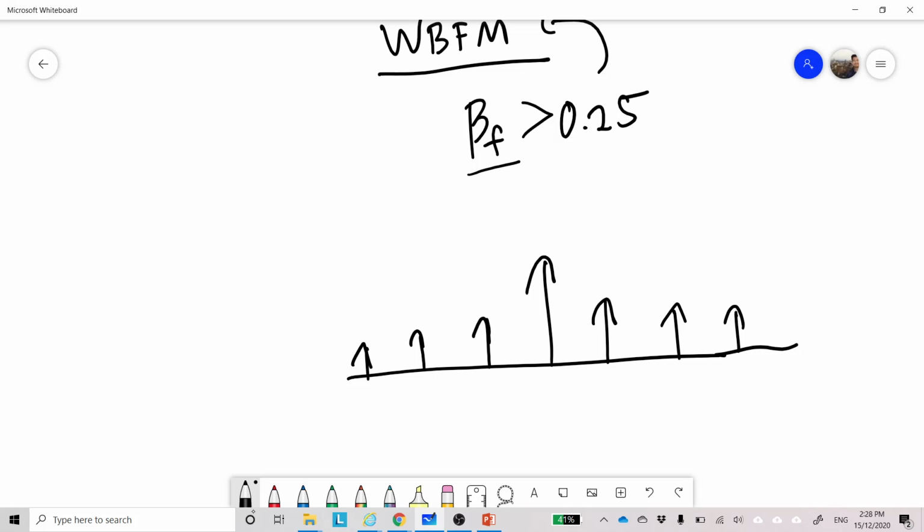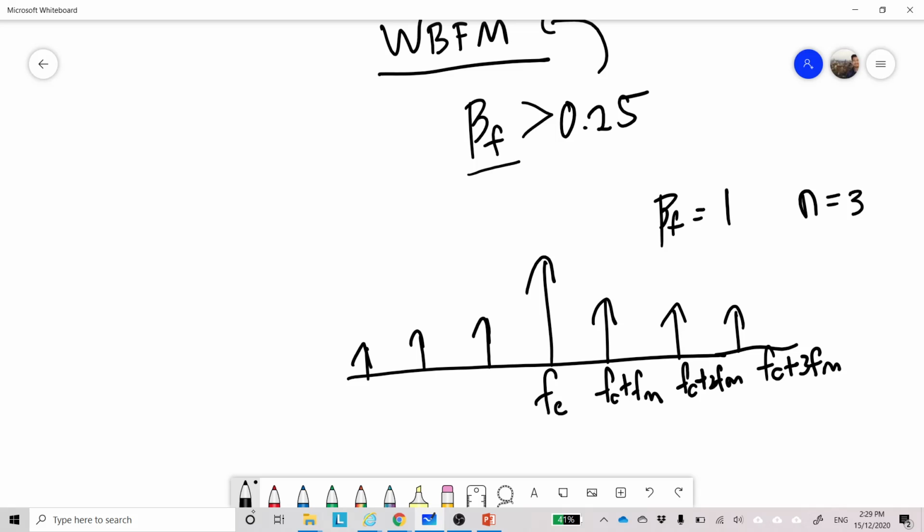So dalam you punya nota, if the beta F is equal to 1, we're going to produce N significant sideband equal to 3. Akan ada 3 significant sidebands, okay, iaitu FC, FC plus FM, FC plus 2 FM, and then FC plus 3 FM. Okay, this one is FC minus FM, FC minus 2 FM, FC minus 3 FM. Okay, and the value here is depending on the Bessel parameter.